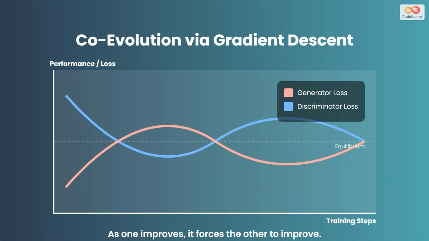This process leads to coevolution. As the detective gets better at spotting flaws, the forger is forced to improve its painting techniques to avoid detection. They push each other up the hill of quality via gradient descent, constantly adapting to the other's strategy.